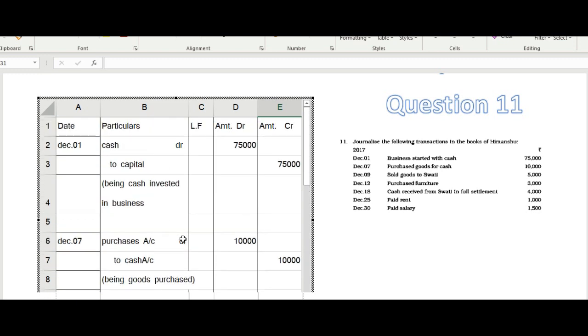Always read all the transactions, identify the two accounts from the details of the question, and plot the journal entry. This is a very simple process.